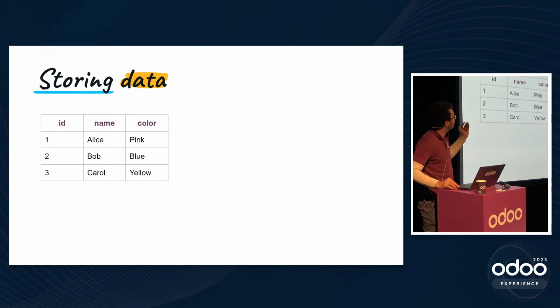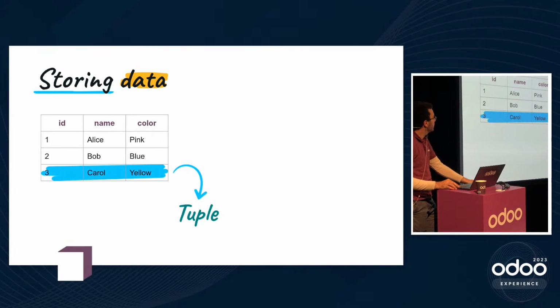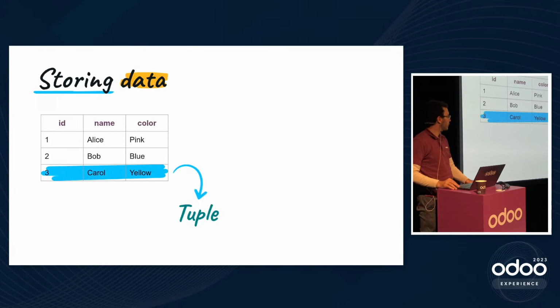So we store data in tables, and here's an example. We have our fields, ID, name, and color, with 3 rows of names and colors. A row in PostgreSQL is called a tuple, because one of the principles that Postgres uses to be able to roll back a transaction, for example, is that we have tuples and we have copies of tuples that are created when we insert data or delete data.